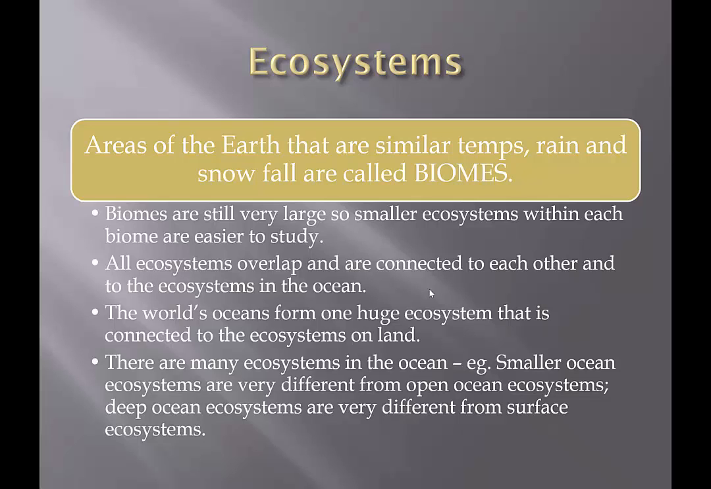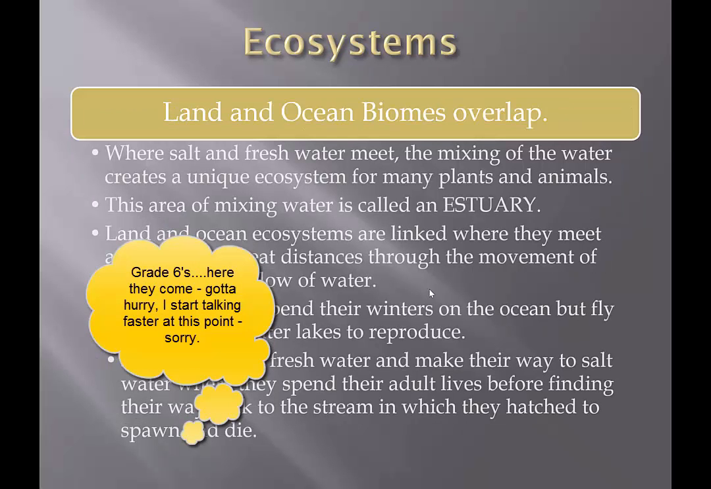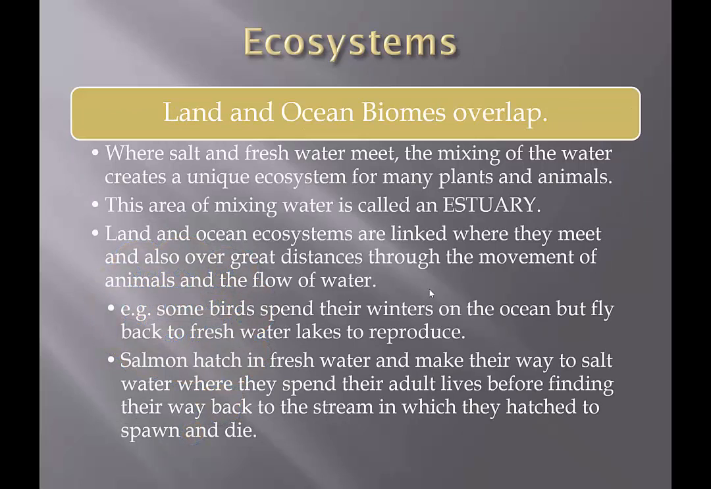Ocean ecosystems also have ecosystems within them that are very different. For example, smaller ocean ecosystems are very different from open ocean ecosystems, which are different from deep ocean ecosystems, which are very different from surface ecosystems. As we mentioned, land and ocean biomes overlap. Where salt and fresh water meet, the mixing of that water creates a unique ecosystem for many plants and animals, and we call that area an estuary.